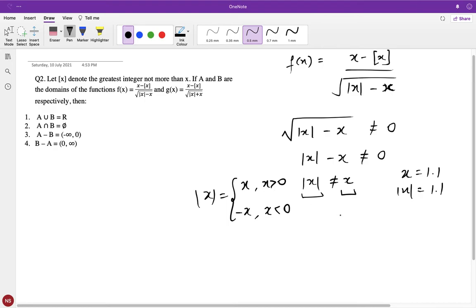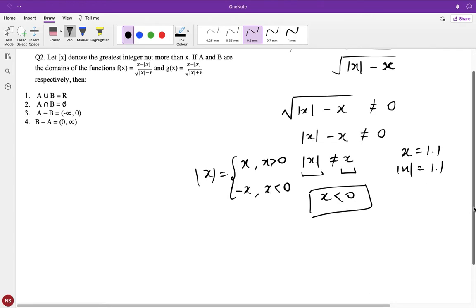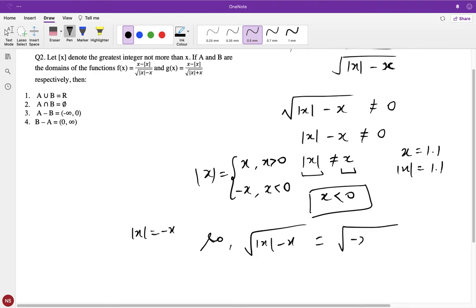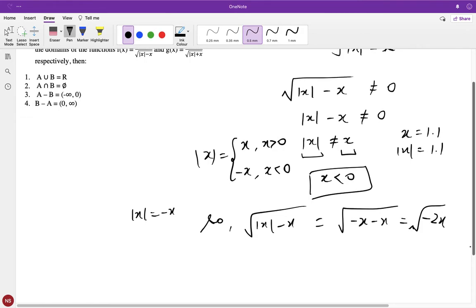That means x is less than 0. When x is less than 0, mod of x equals minus x. So square root of mod of x minus x will be what? Minus x is square root of minus 2x. Since x is less than 0, minus 2x is a positive number, and square root of a positive number exists.